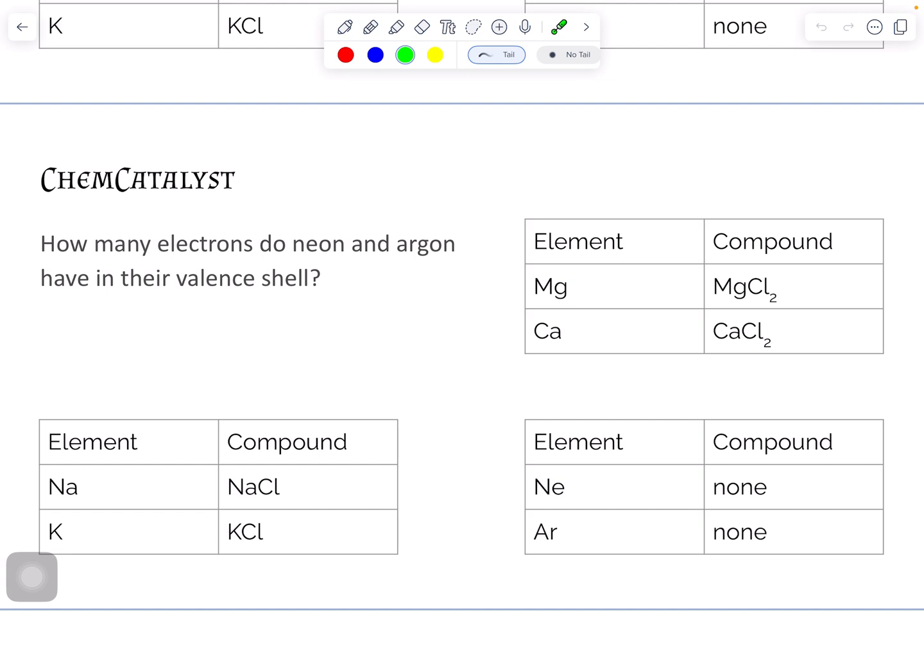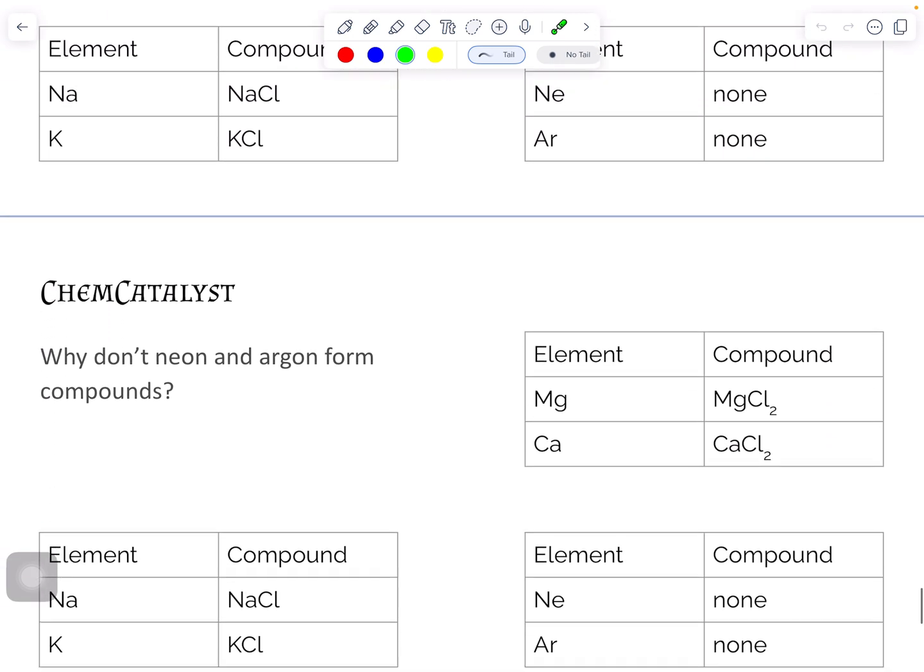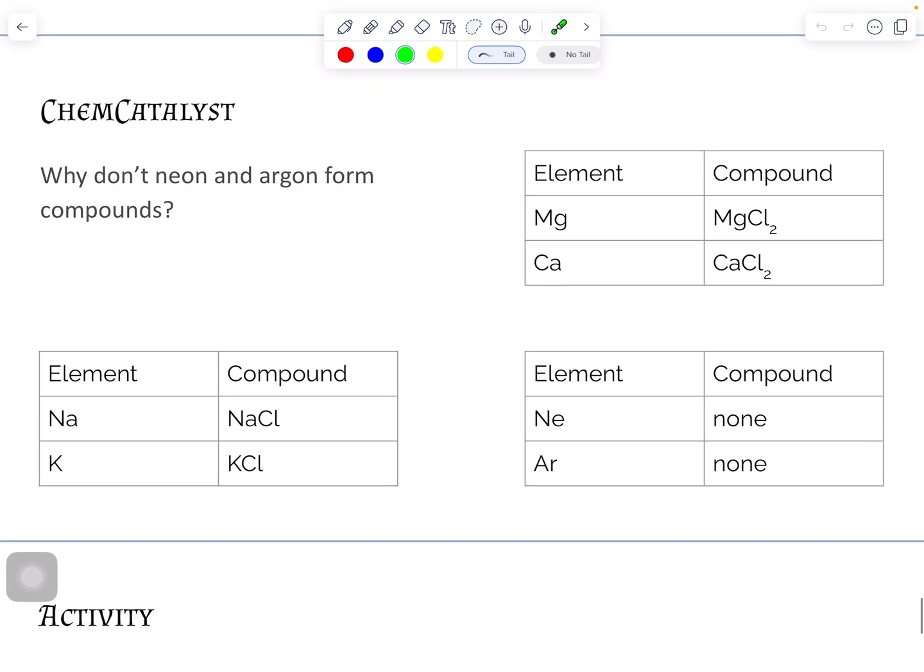So how many electrons do neon and argon have in their valence shell? Again, look at the periodic table. And the answer is they have 8. So why don't neon and argon form compounds? They don't need to gain or lose. 8 is a stable number, and so that's why they don't form compounds.